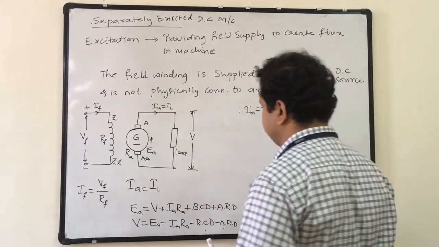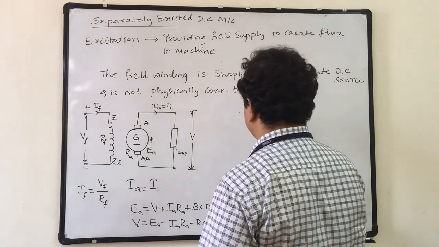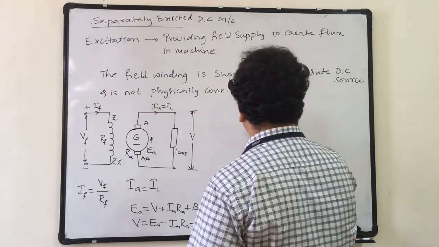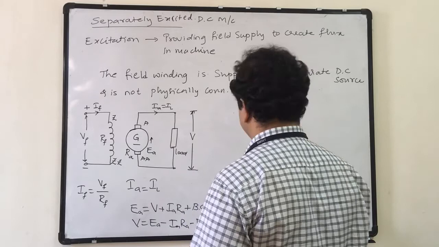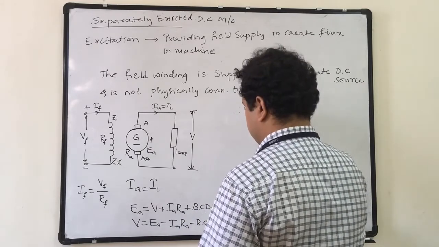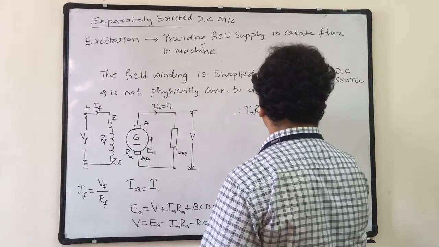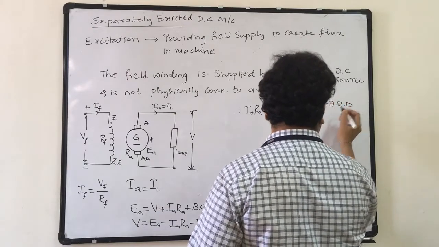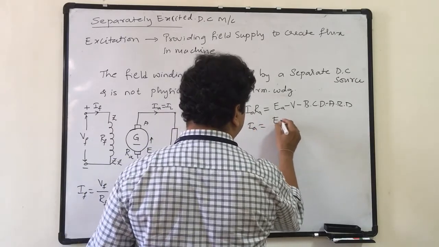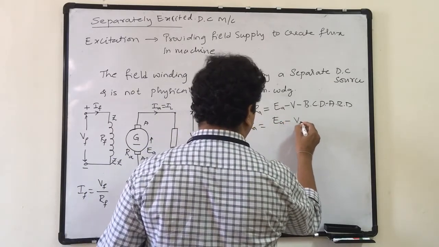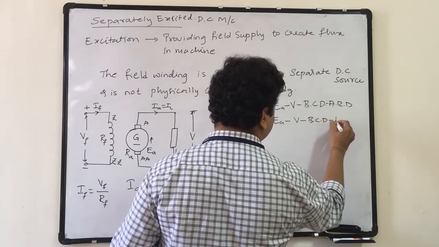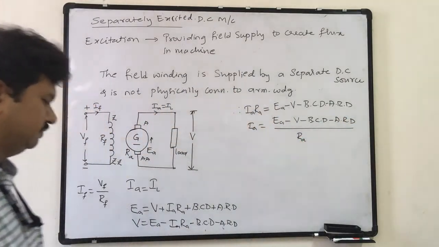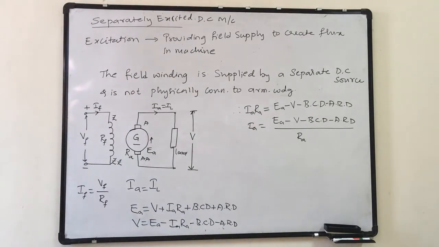Therefore, IRA equals EA minus V minus brush contact drop minus armature reaction drop, and I can write IA equals EA minus V minus BCD minus ARD, divided by RA. So this is the resistance, the current.